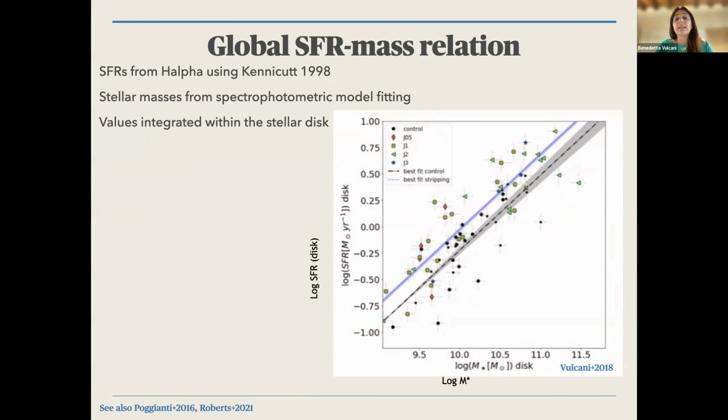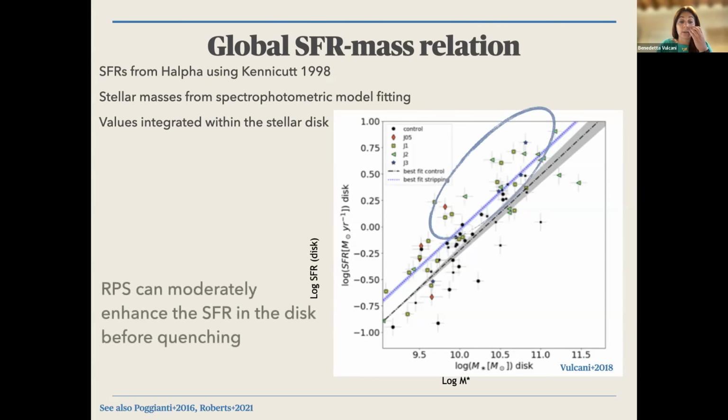And what we see is that at any given stellar mass, there is an enhancement of the star formation rate. And this is true both when we consider the star formation in both the disk and the tails, but also when we just consider the star formation rate in the disk. So the disks of ram-pressure stripped galaxies have an enhancement in star formation compared to undisturbed galaxies. We know that in the end, ram-pressure stripping will lead to quenching, but there is a phase we are witnessing, a phase in which ram-pressure stripped galaxies have an enhancement of the star formation.